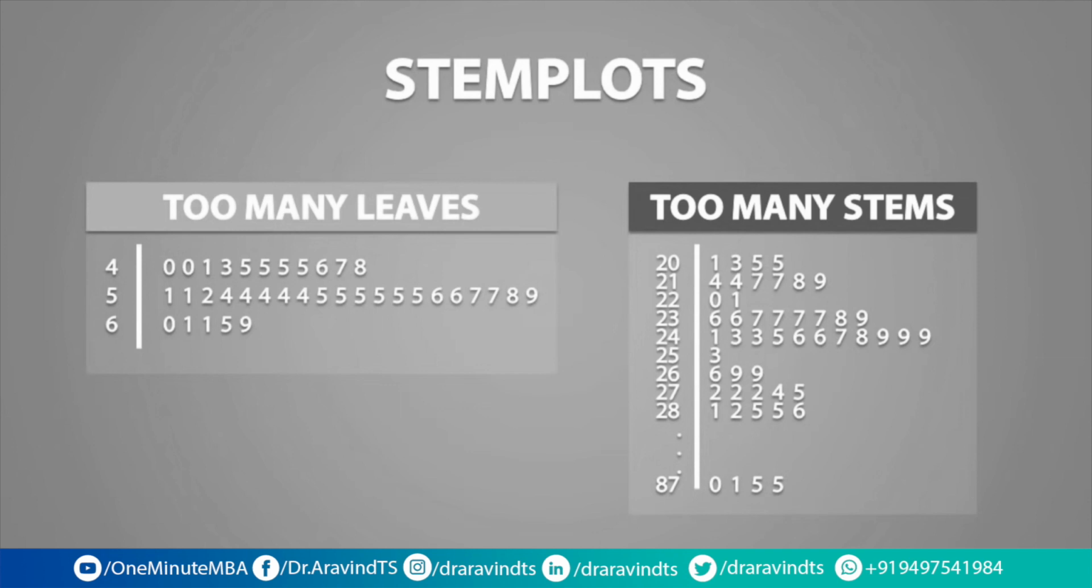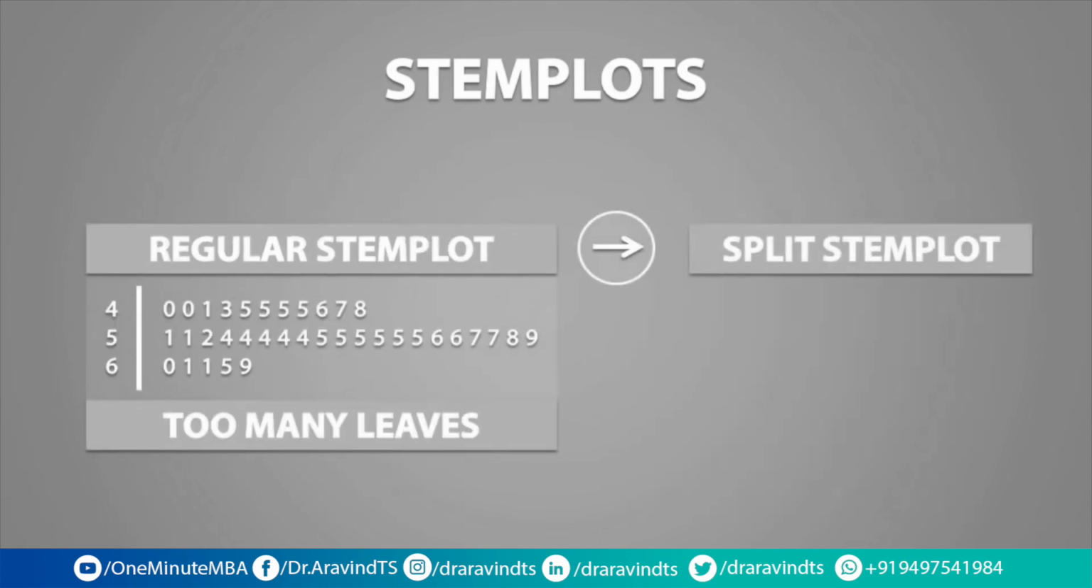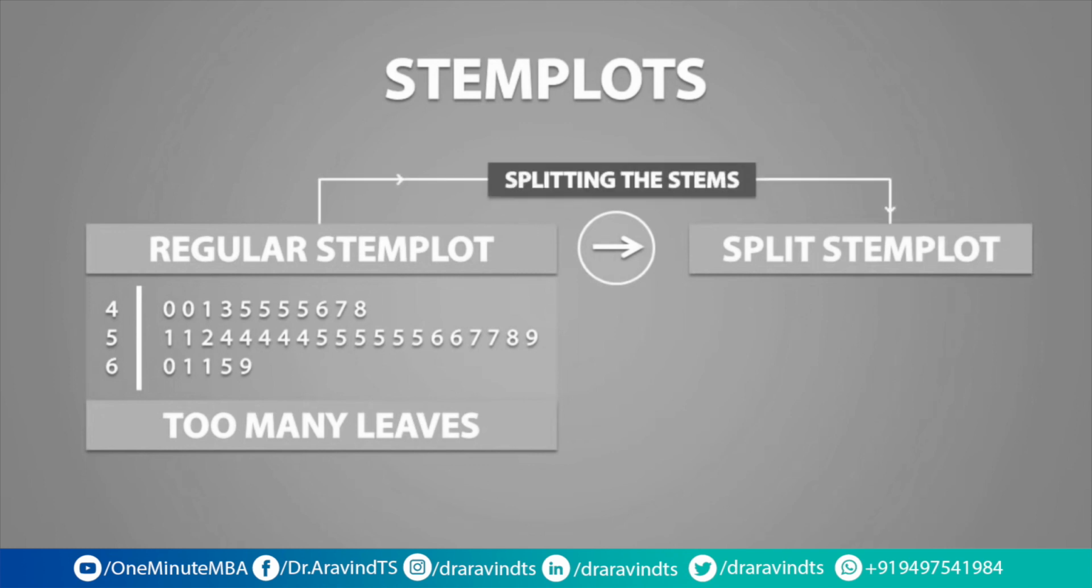If we have a regular stem plot with too many leaves, we can convert it into something called a split stem plot. This conversion is called splitting the stems. To split the stems, we need to duplicate each stem. The first stem will run from 0 to 4, which corresponds to these values. And the second stem will run from 5 to 9, which corresponds to these values. The same logic can be applied to the rest of the stems.